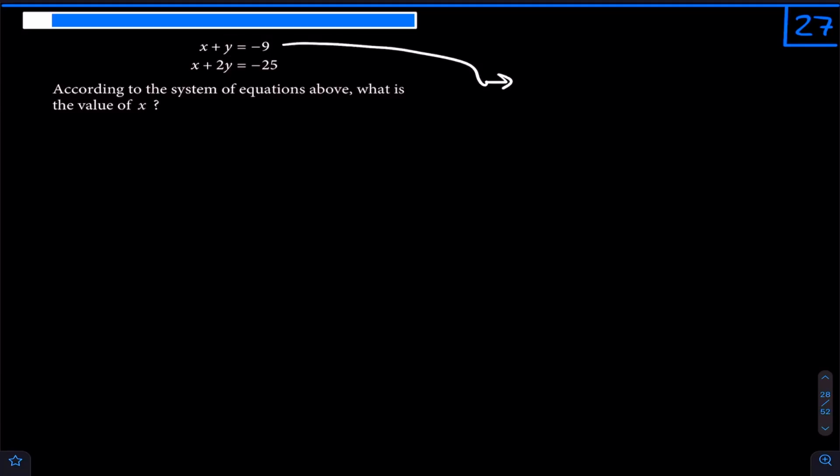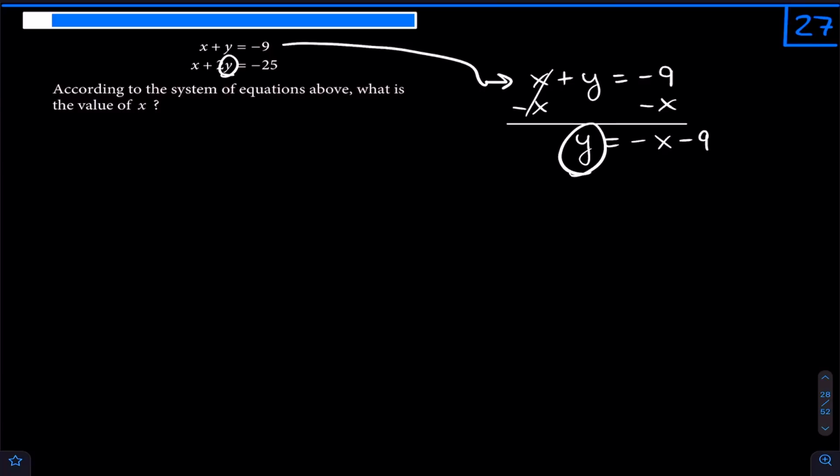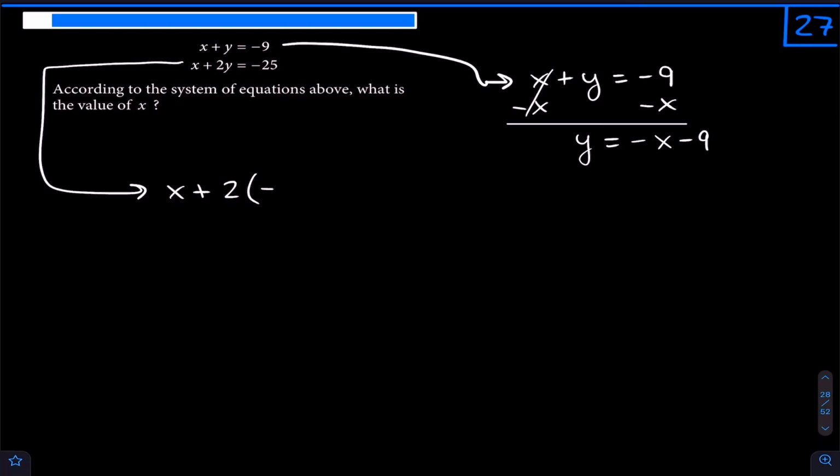So what we can do is take this equation here, this x plus y equals -9, and we can solve for y. And we can solve for y by subtracting x on both sides. So if we do that here, we get y is equal to -9 minus x. I'm going to write that as negative x minus 9, just because that looks more normal to me. And if I've done that, I can substitute that y in for the second equation. And doing that, I get x plus 2 times y, which is now negative x minus 9, equal to negative 25.